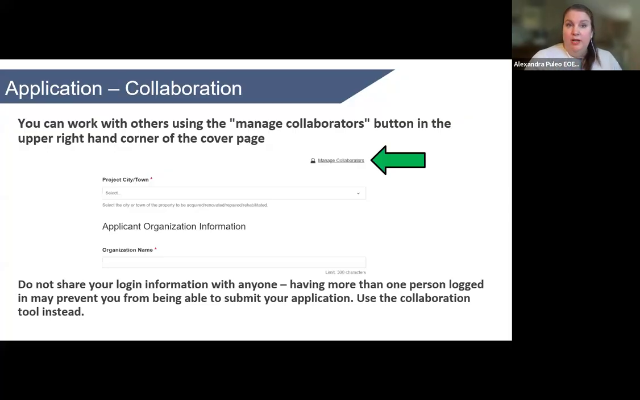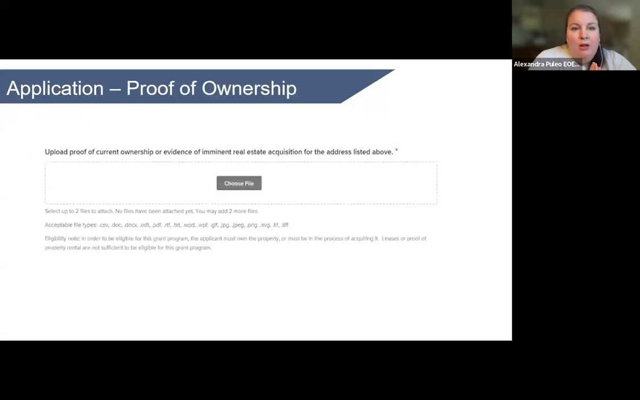Use the collaboration tool. Do keep in mind one thing I want to note too, that your collaborators will not be able to submit the application. Only the person who started the application and invited the collaborators will be able to submit it. So just keep that in mind when you're dividing responsibilities. Proof of ownership, there is an upload space to do that.